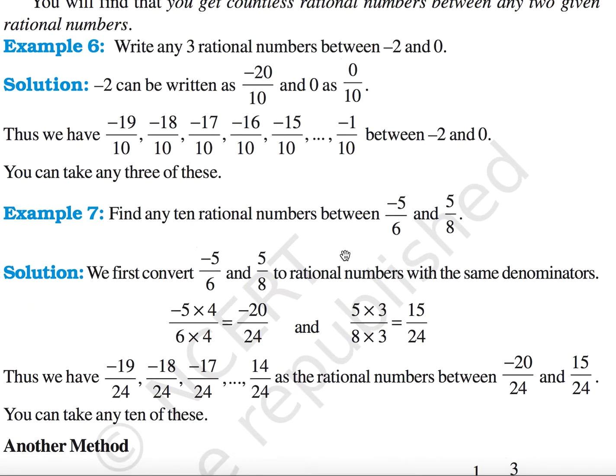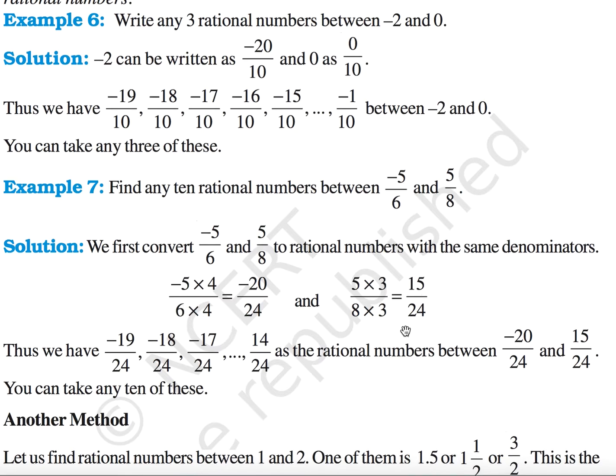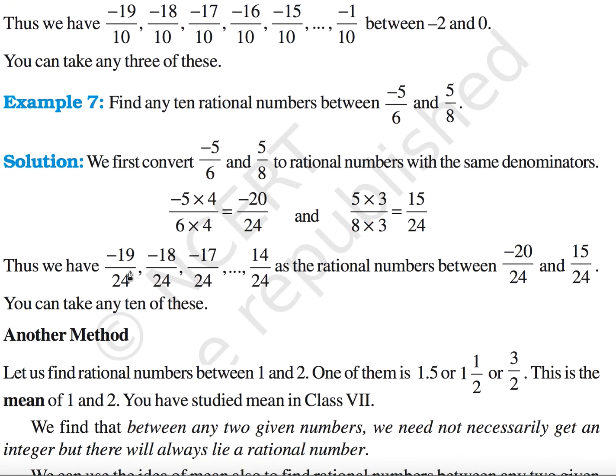Find any 10 rational numbers between minus 5 by 6 and 5 by 8. First, you have to convert the rational numbers to the same denominator. How to convert? Just multiply with 4 here and with 3 here, because the LCM of these two is 24. Minus 20 by 24, 15 by 24. Now write minus 19 by 24, minus 18 by 24, minus 17 by 24, and so on up to 14 by 24. You can write any 10.